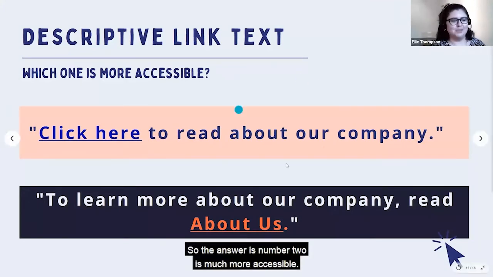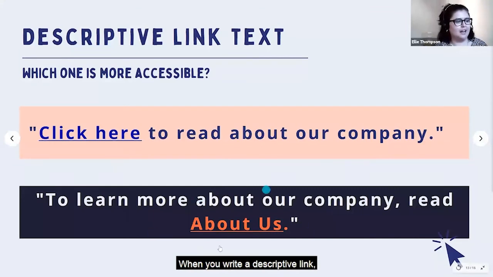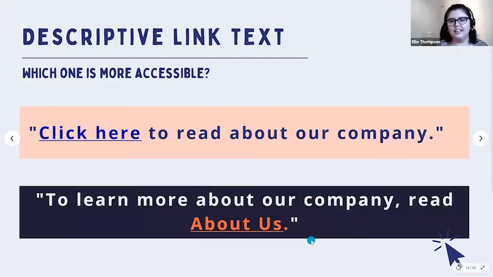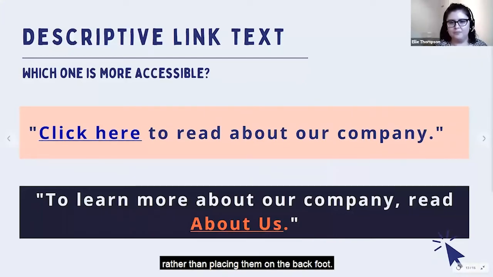So the answer is number 2, this is much more accessible. In general, you want to avoid saying click here. When you write a descriptive link, you're adding context and clarity, and you're informing your audience rather than placing them on the back foot. Also, with a screen reader, the word link will be read out after the linked text.